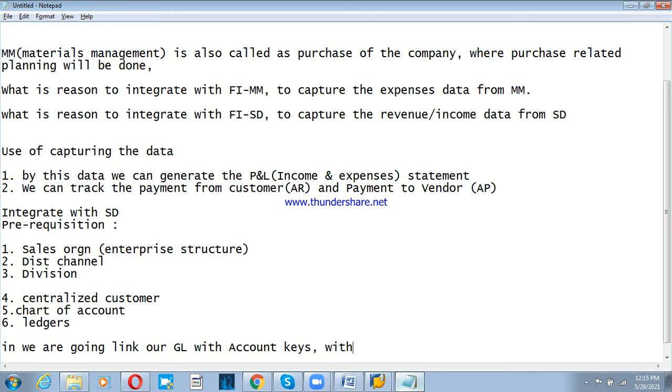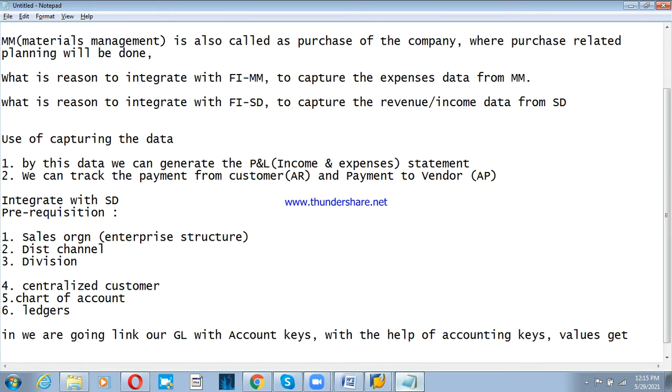With the help of accounting keys, values get posted to GLs. Okay, values get posted to GLs. So I'll show.